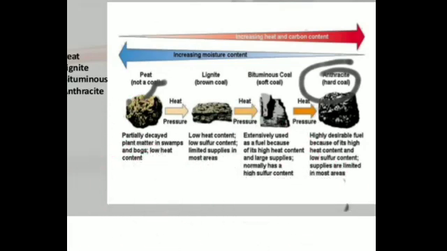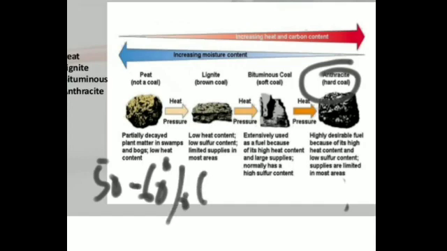So what is peat? Peat is light brown in color. It is formed in the first stage of formation of coal. This contains 50 to 60% of carbon, as I had shown to you just now. Next is lignite. This is brown in color. It is the second stage in the formation of coal and it has more than 60% of carbon. It is harder and has better burning efficiency than peat.